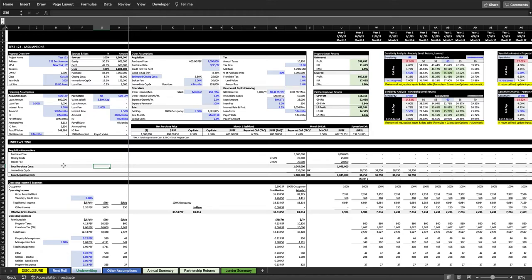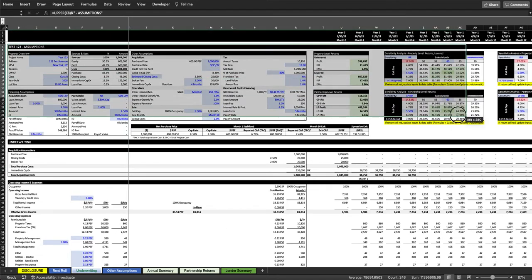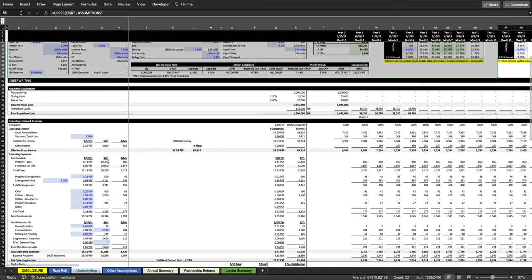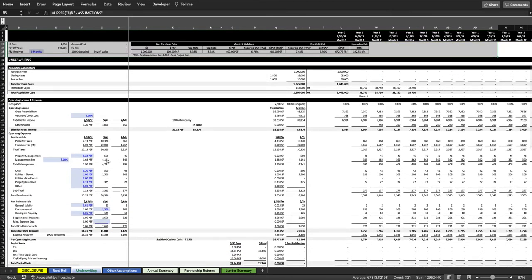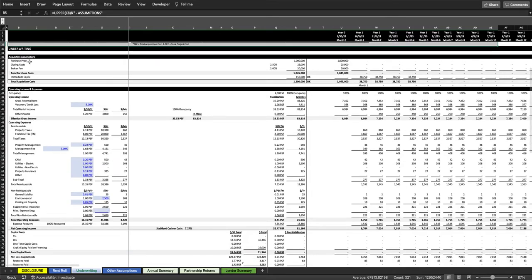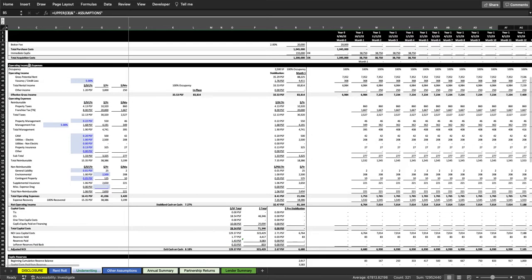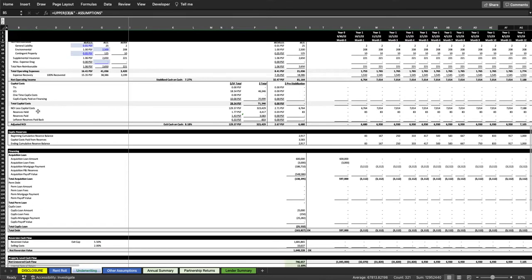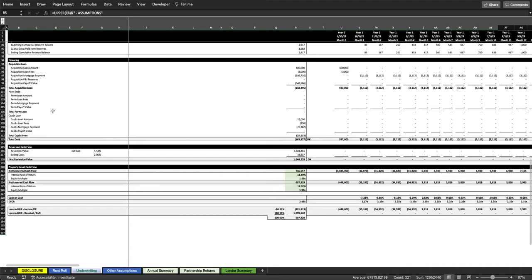This is really where the meat and potatoes of the entire model is housed. It's separated into two sections as well. You have the assumption section up top, and then underneath you have the underwriting section. So within the underwriting section, you could see what the acquisition situation looks like, your operating statement, your reserves, your debt section, and then your sale of the asset section.